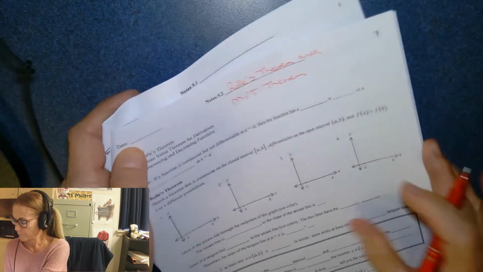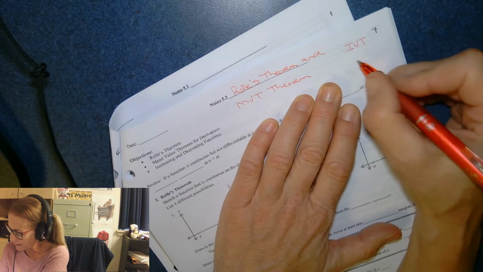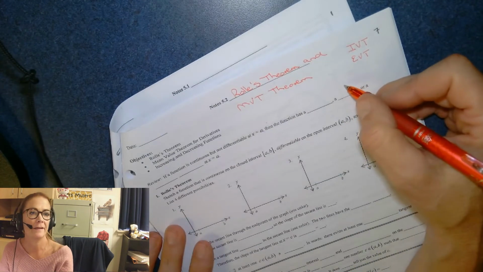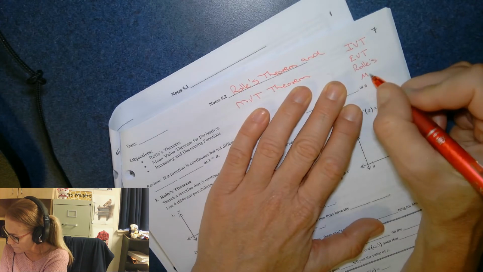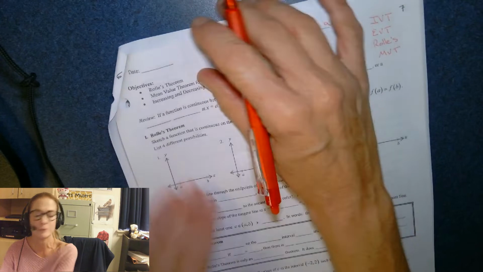Okay, so for first semester, your existence theorems are going to be IVT, EVT, which is also the candidates test, and then Rolle's theorem and MVT. And then you only learn one of these existence theorems in semester 2.